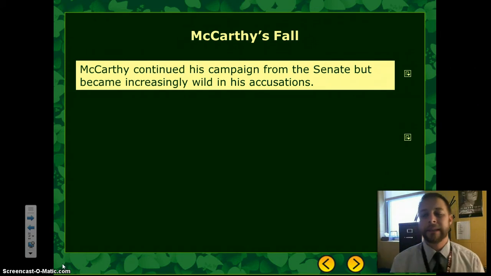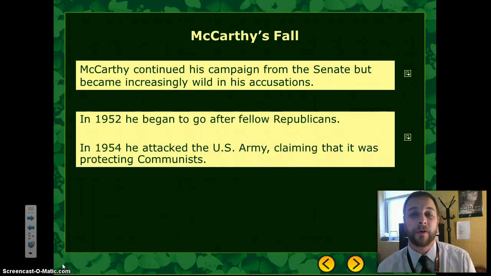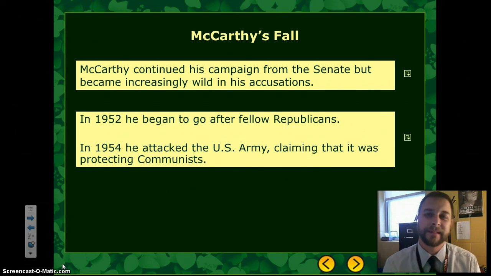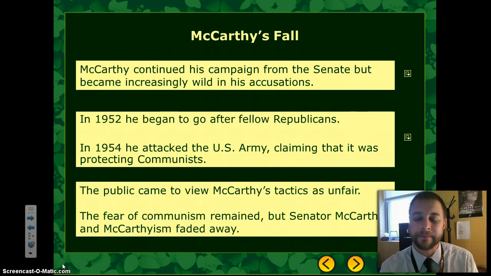All right, so McCarthy uses his power as a senator to make these wild accusations, but they become even more and more unfounded and kind of out there. And in '52, he actually began to go after people in his own party. He becomes so convinced of communist influence that he starts attacking even his allies. And in 1954, he really takes the last step while attacking the U.S. Army. Keep in mind, the Army at the time had just finished fighting communists in Korea, so this was not a very popular claim.